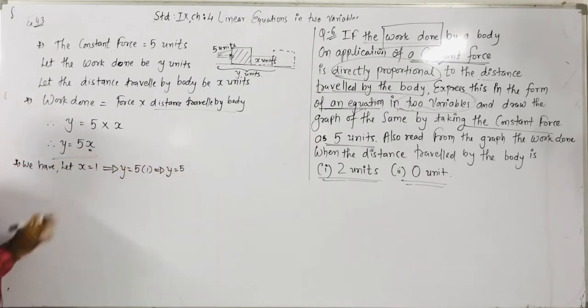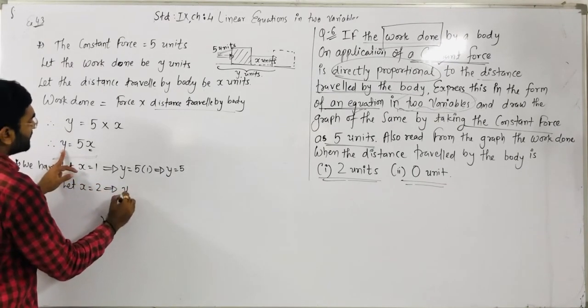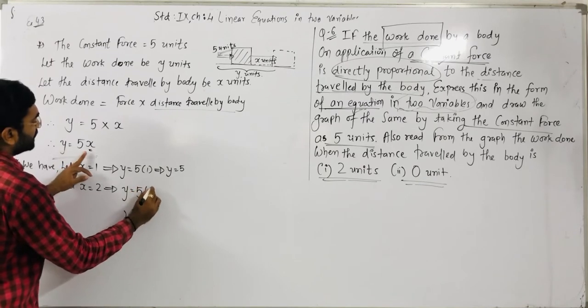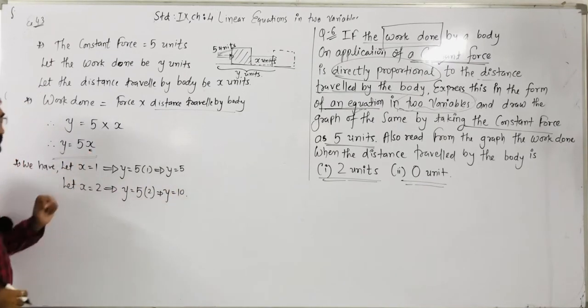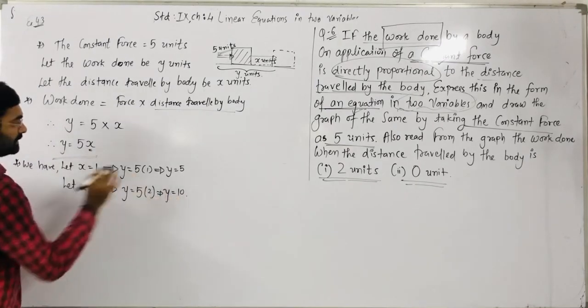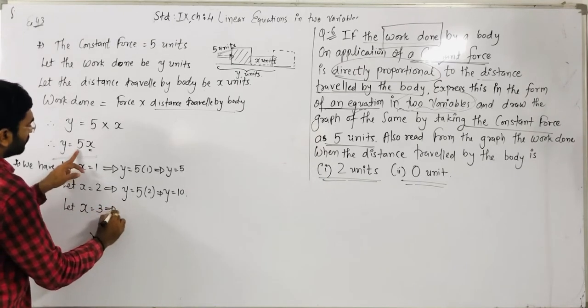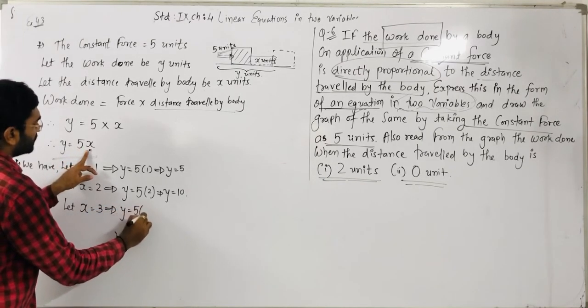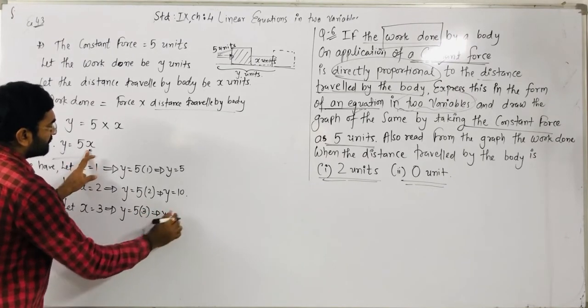5 ones are 5. Suppose I take x is equal to 2. Then what do we get for y? 5 into 2. So we get y is equal to 10. Right? 5 twos are 10. Suppose we take x is equal to 3. Let me take x is equal to 3. So we put the x value as 3 in that equation. So what do we get? y is equal to 5 threes are 15.